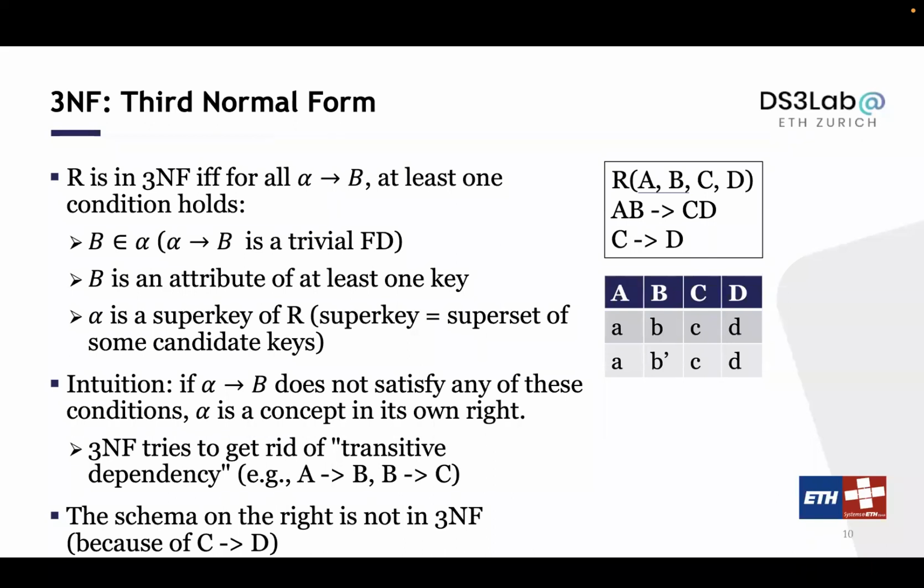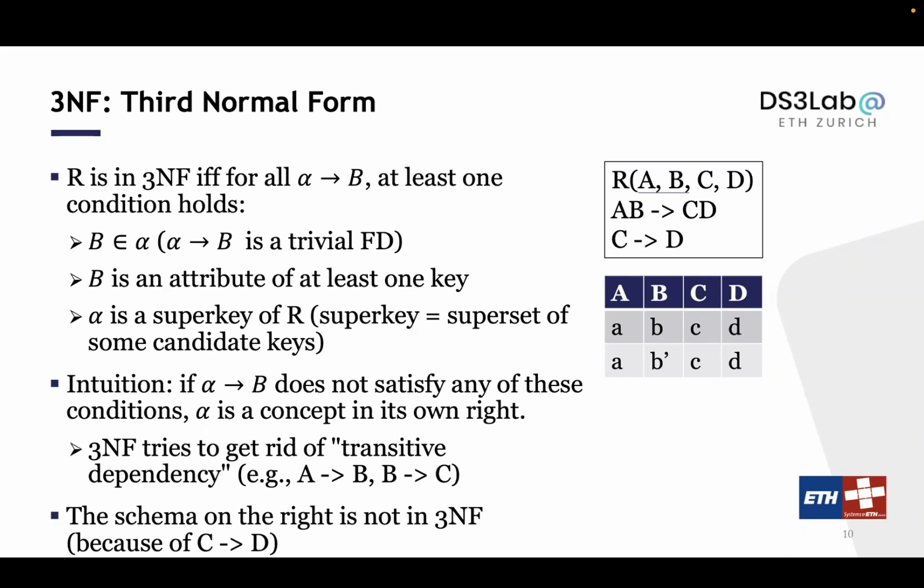And the second condition is that B, the right-hand side, is an attribute of at least one key, okay? And the third condition is that alpha is a super key of R. That is, alpha is a superset of some key. The intuition behind the second and third conditions is that if you have a functional dependency that does not satisfy them, then this alpha is more or less a concept in its own right. We probably want a separate table for this alpha, instead of keeping it in the original table.